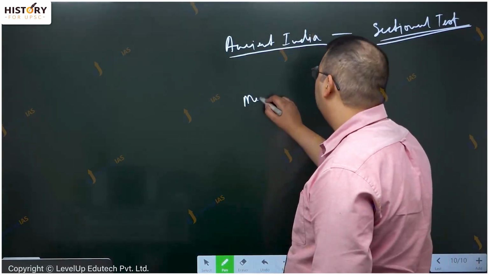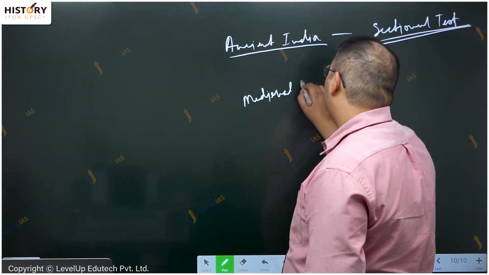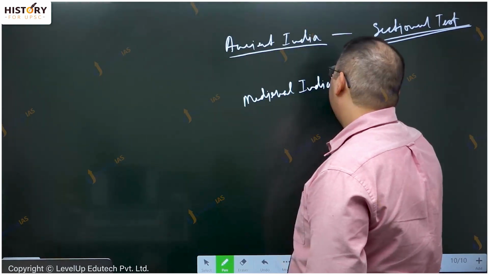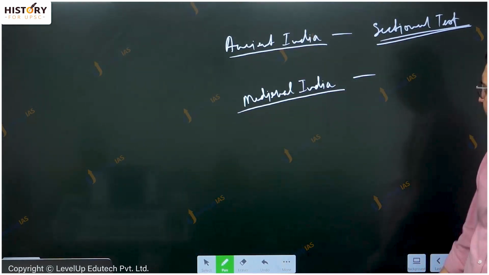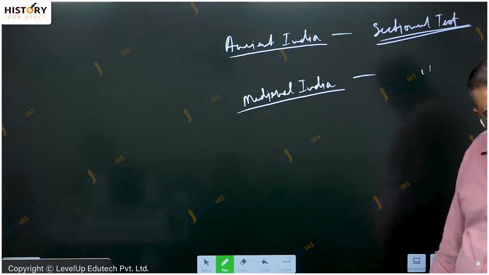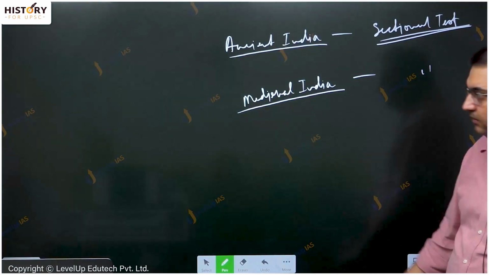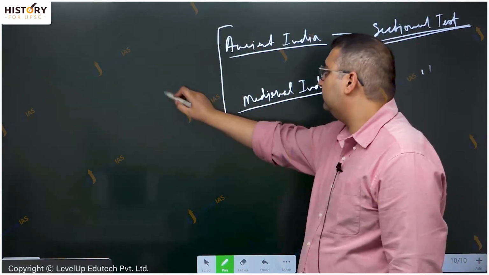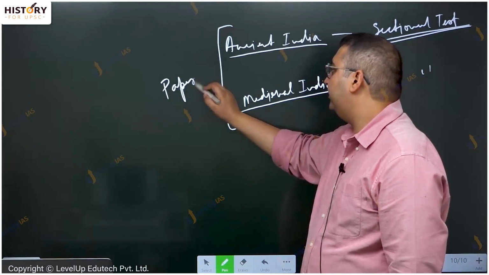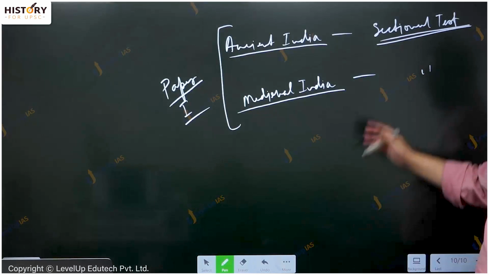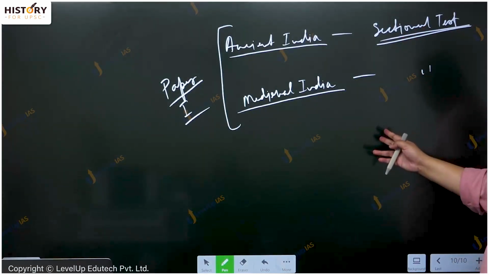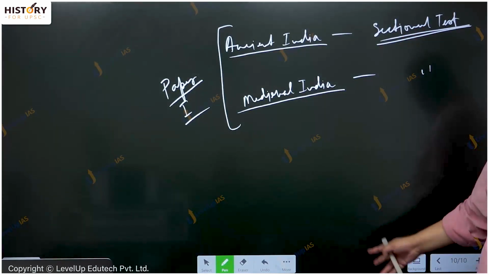Then medieval India. This also I think goes on for some 7-8 weeks or something like that. Right? After that, another sectional test. Right? Now, these two together make up Paper 1. Right? You have already written 2 sectional tests. After this, modern India will begin.